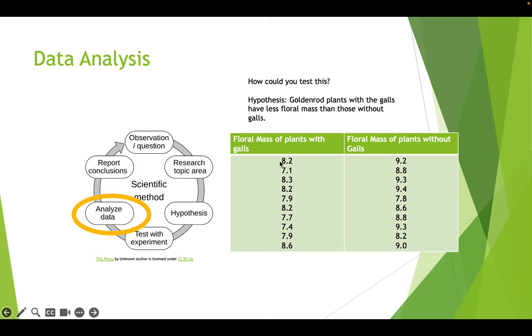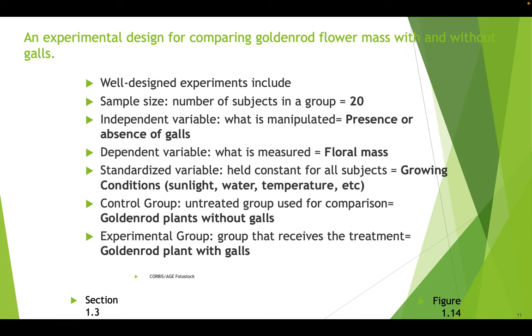Let's look at some data. So here we have the mass of flowers from 10 plants that do have galls. And on the right side, we have the floral mass of 10 plants that do not have galls. So we have some data. How do we compare these numbers? Well, we'd use a statistical analysis, right?